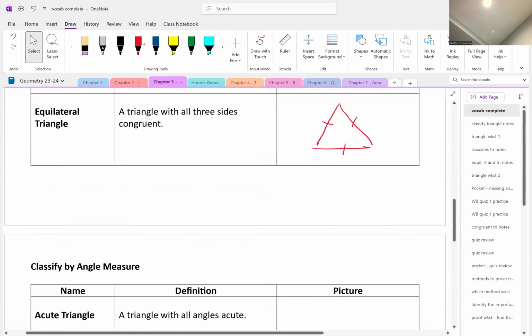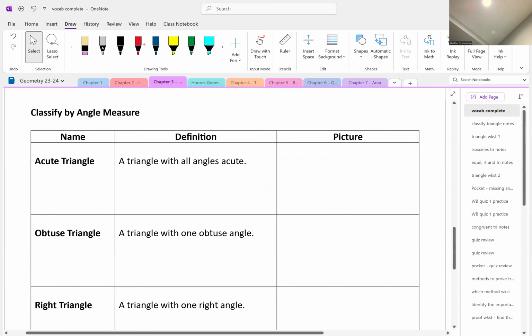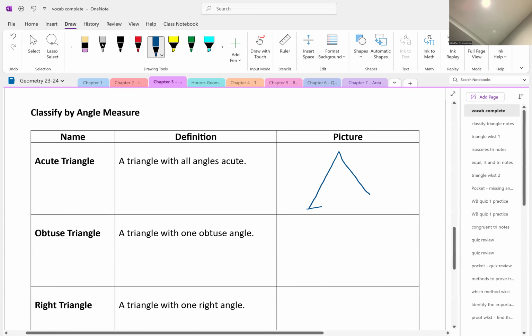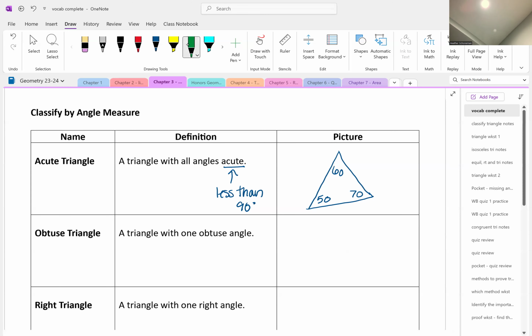There's four ways that we can classify it by angle measure. The first being an acute triangle. An acute triangle is a triangle with all angles acute. Acute, remember, means less than 90. So all of the angles are less than 90. So this one right here, let's say this is 60, this is 70, and this is 50. All of these angles are less than 90. That would make it an acute triangle.